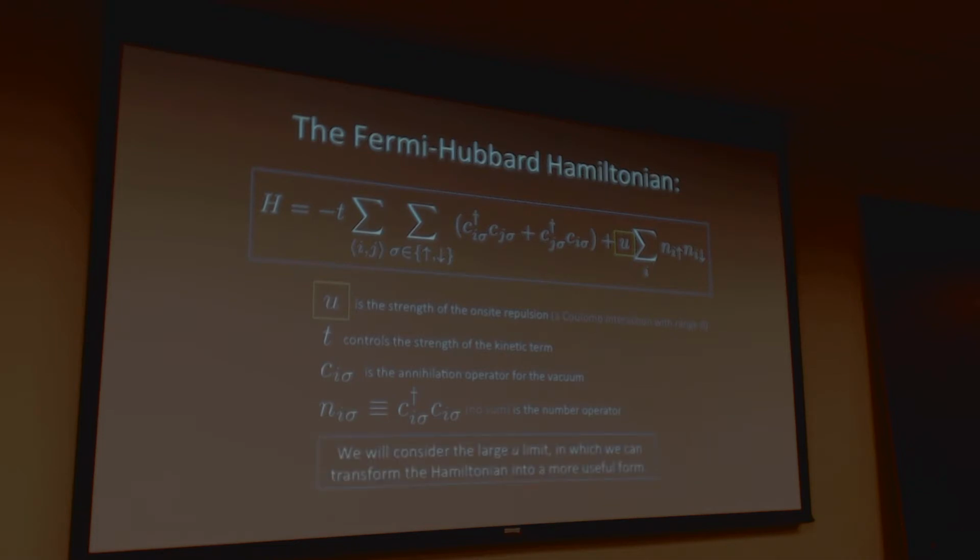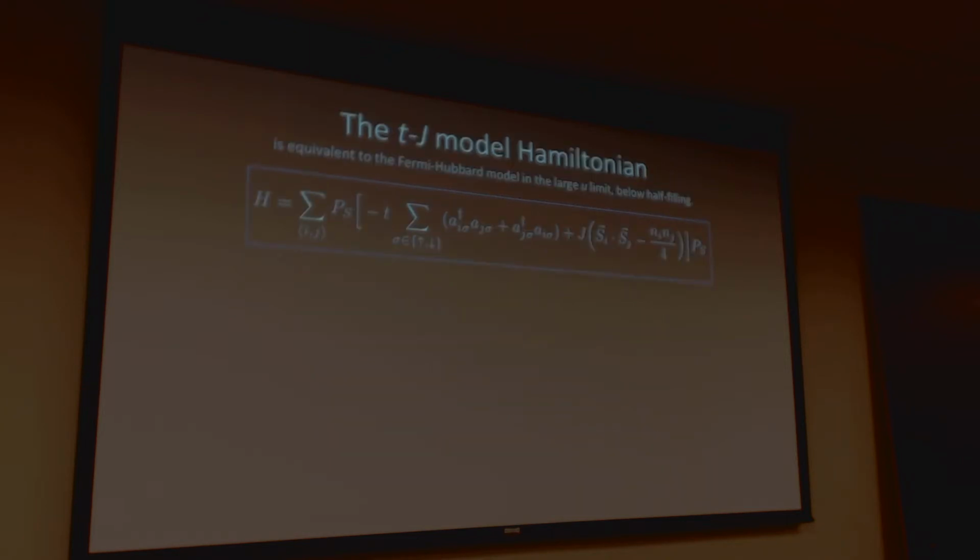and this allows us to transform the Hamiltonian into another form, which is called the t-J model. This is the form that I'll be primarily working with. So for the t-J model, we first take the large U limit and then look at the Fermi-Hubbard Hamiltonian below half filling, meaning that holes in the Fermi-Hubbard model are going to be equivalent to particles in the t-J model. I'll represent these with the A operators.